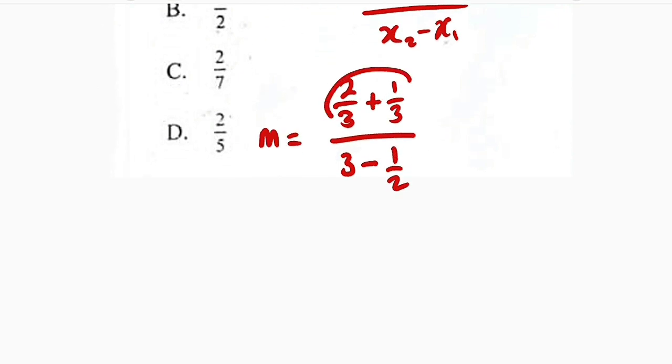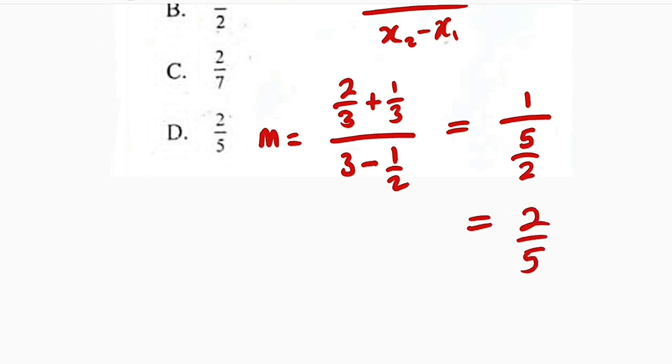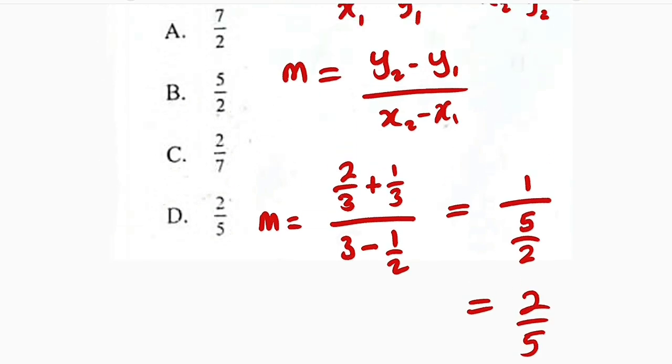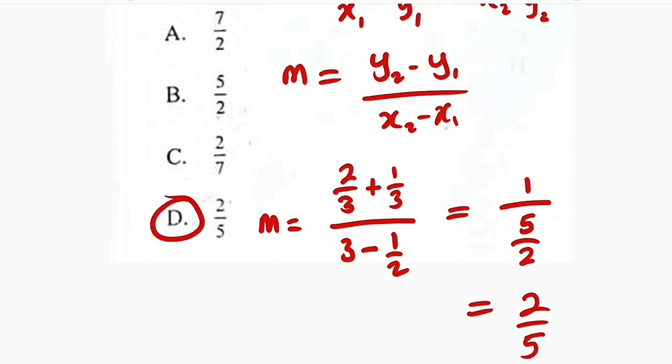So to the top, since we have common denominators, we can add the numerators. We have 2 plus 1 is 3, 30 divided by 30 is 1. So to the top, we have 1. To the bottom, we can take this and multiply by this. That will give us 6. Then 6 minus 1 is 5. Then we have 5 divided by 2. This is just a reciprocal, which is 2 divided by 5. 2 divided by 5 is our final answer, which is option D.